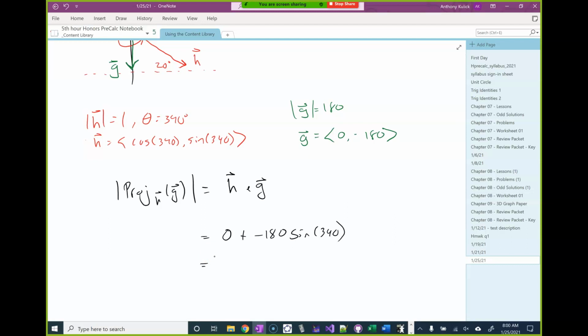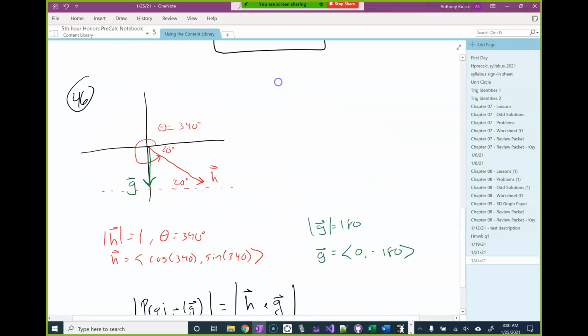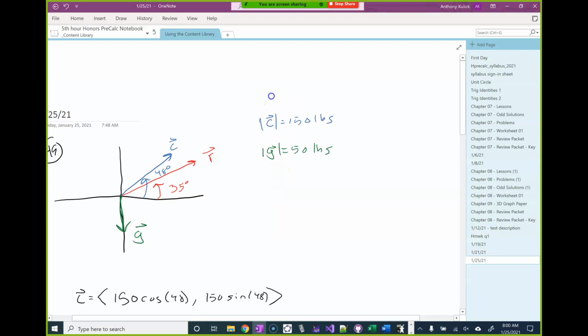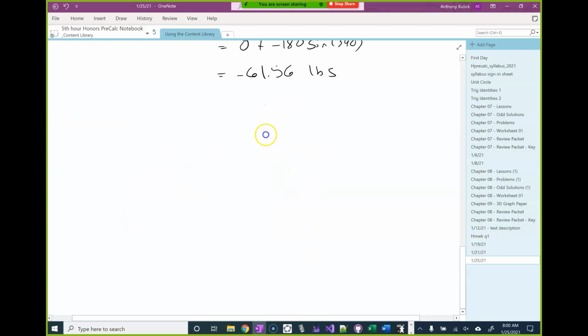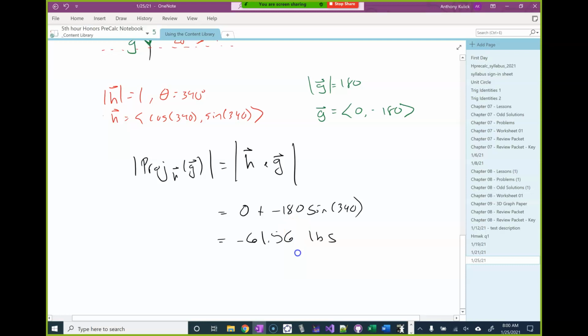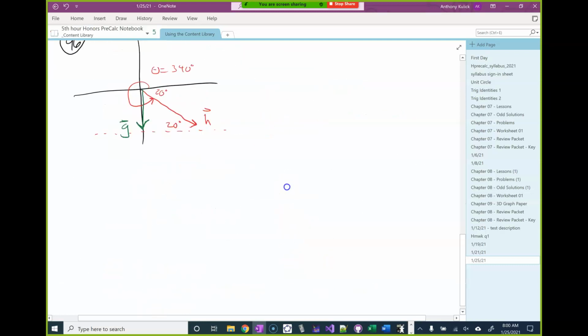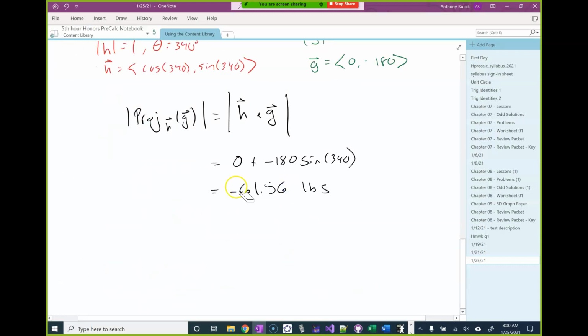So when I type that into my calculator, maybe really what we should say about this is that there should be an absolute value around that. So really we have an absolute value around that dot product for a situation like this.